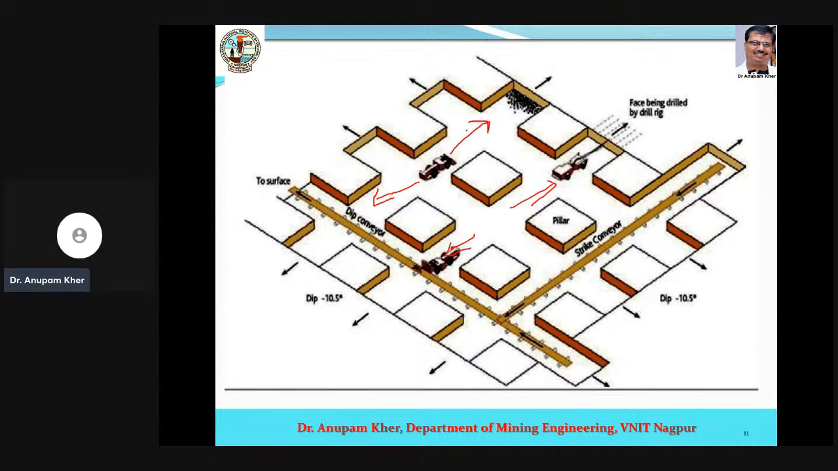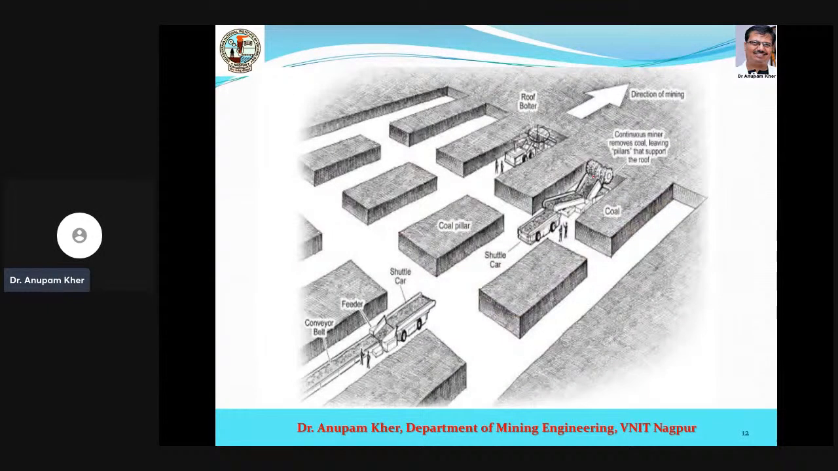Okay, yeah. So the conditions for room and pillar are mostly a flat dipping deposit, and it is very extensively used in coal mining. Okay, this is another picture of room and pillar wherein you can find a continuous miner extracting the coal face, and the coal getting loaded on a shuttle car, and the shuttle car travels up to the feeder conveyor, and then the coal is transported outside the district, connected to a belt conveyor. It moves forward up to the surface.